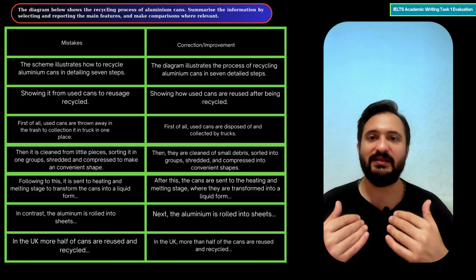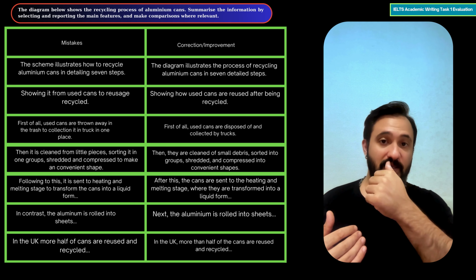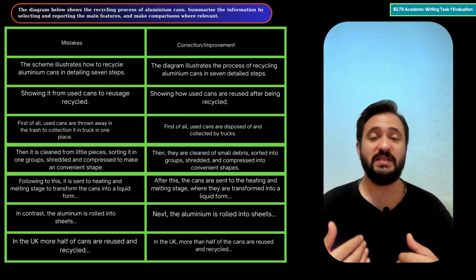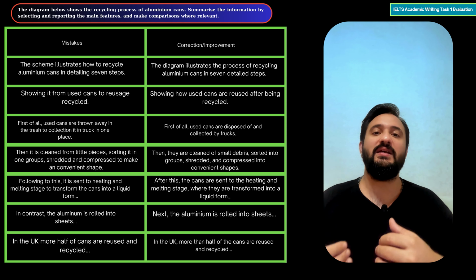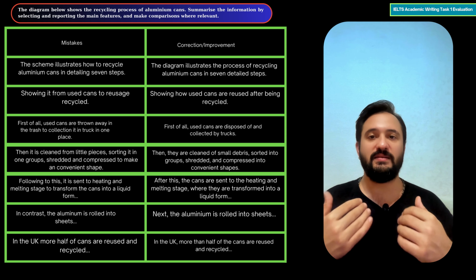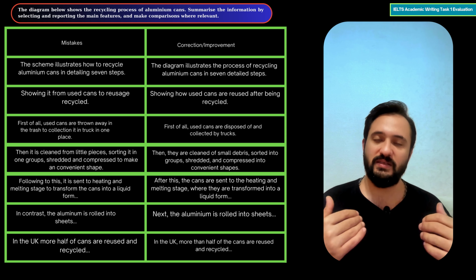Okay, so the improvements here include fixing the grammar and word choice. Little pieces was replaced with small debris, and we changed sorting it in one groups to sorted into groups. This makes the sentence more natural and grammatically correct.